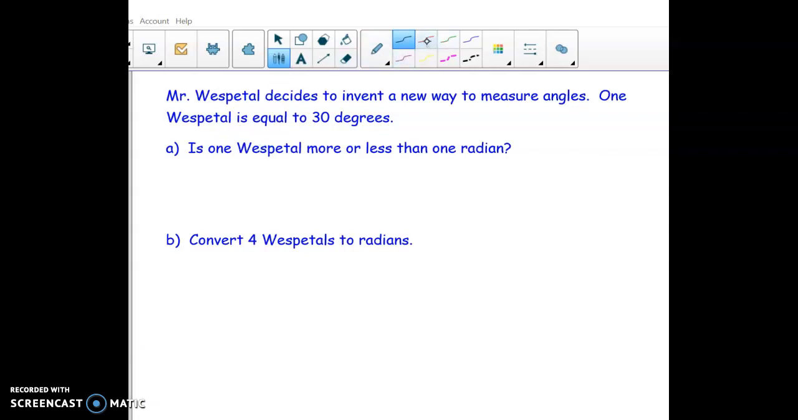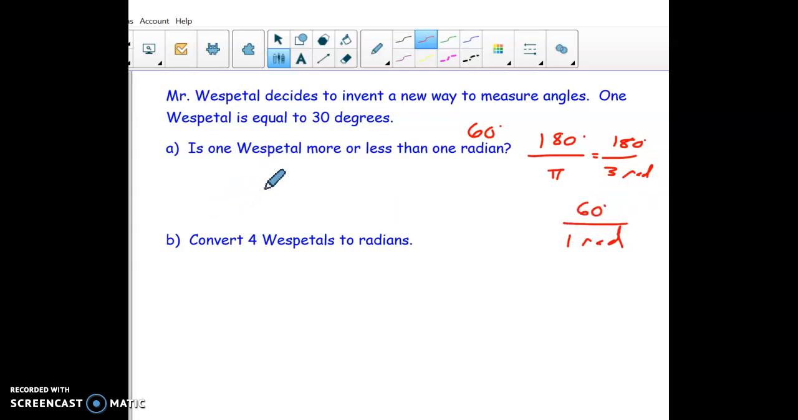Okay, so in general, 1 radian is about 60 degrees. The reason I remember that is I just think 180 degrees is pi radians, and I think of pi as about 3. So 180 degrees is about 3 radians, and if we divide by 3 to reduce that to 1 radian, 1 radian is about 60 degrees.